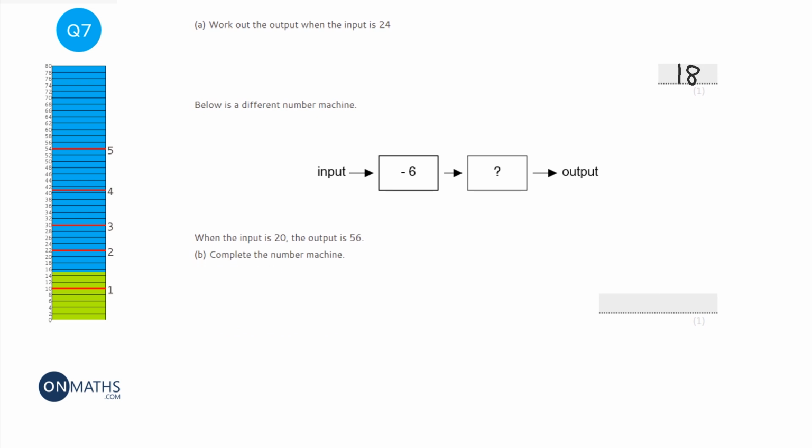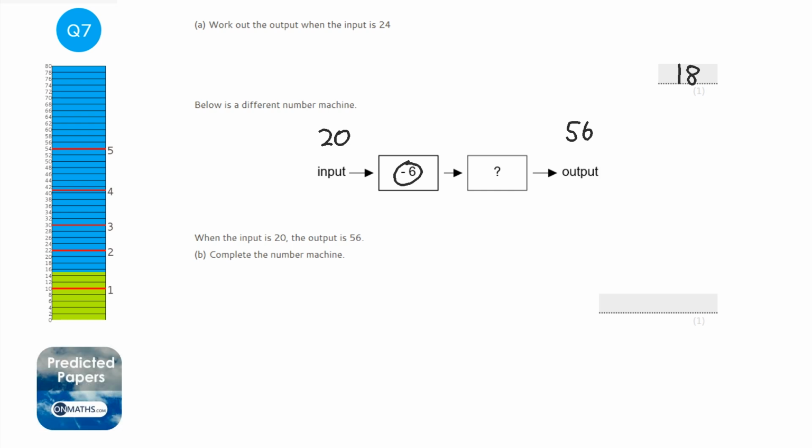Next question says, below is a different number machine. It says, when the input is 20, the output is 56. So let's follow through on the input. So the input's 20, we take away 6, so that's going to give us 14. Now we've got to then think, right, how do I get from 14 to 56?